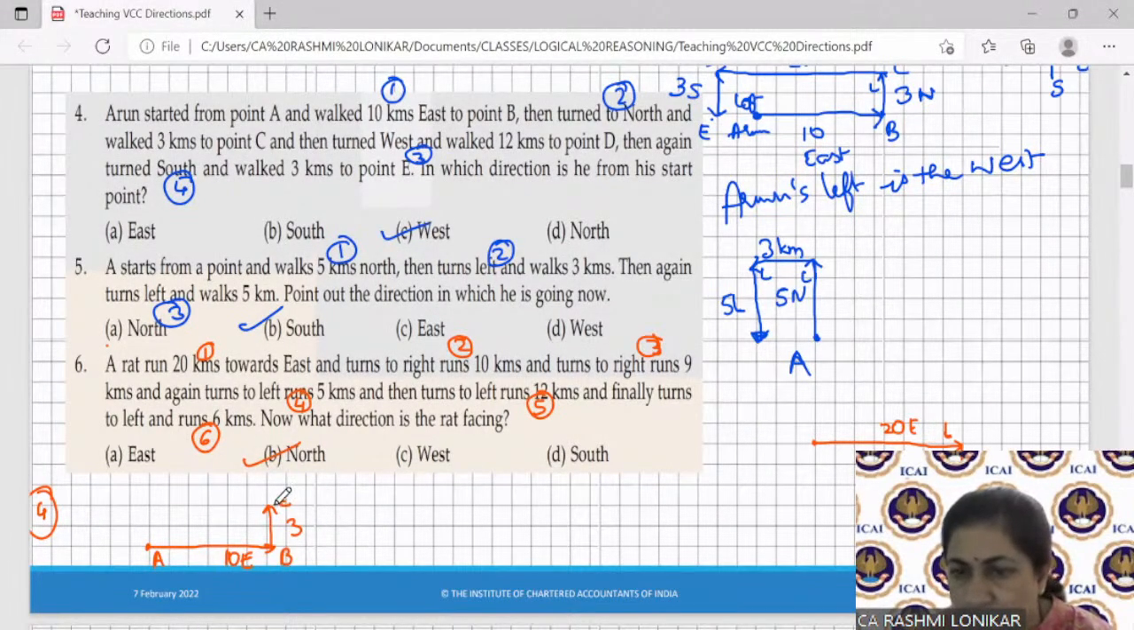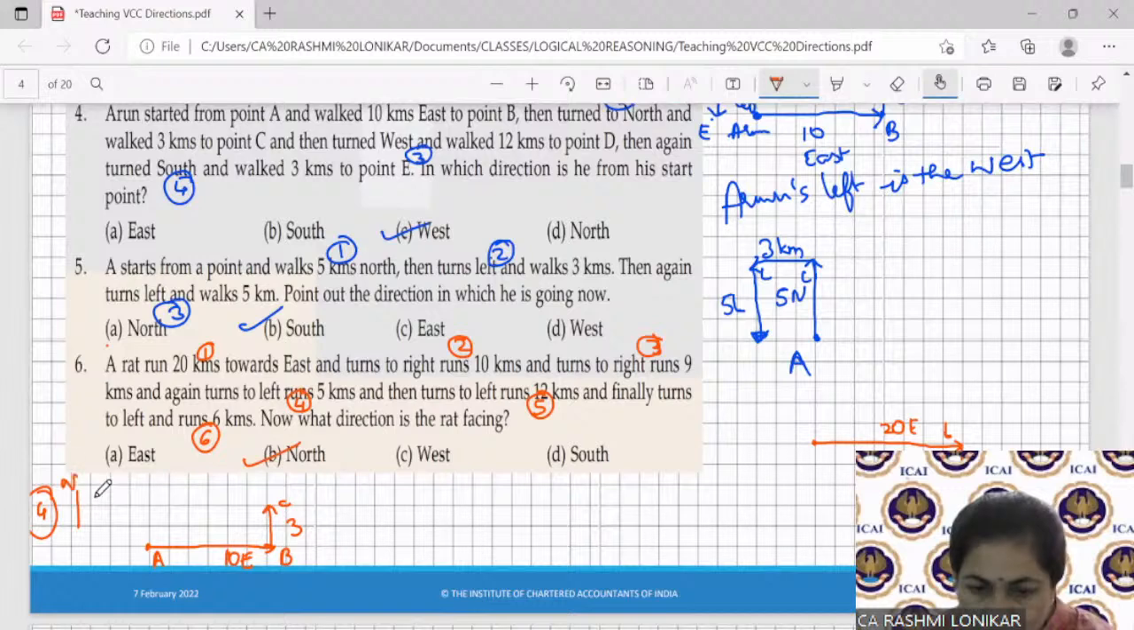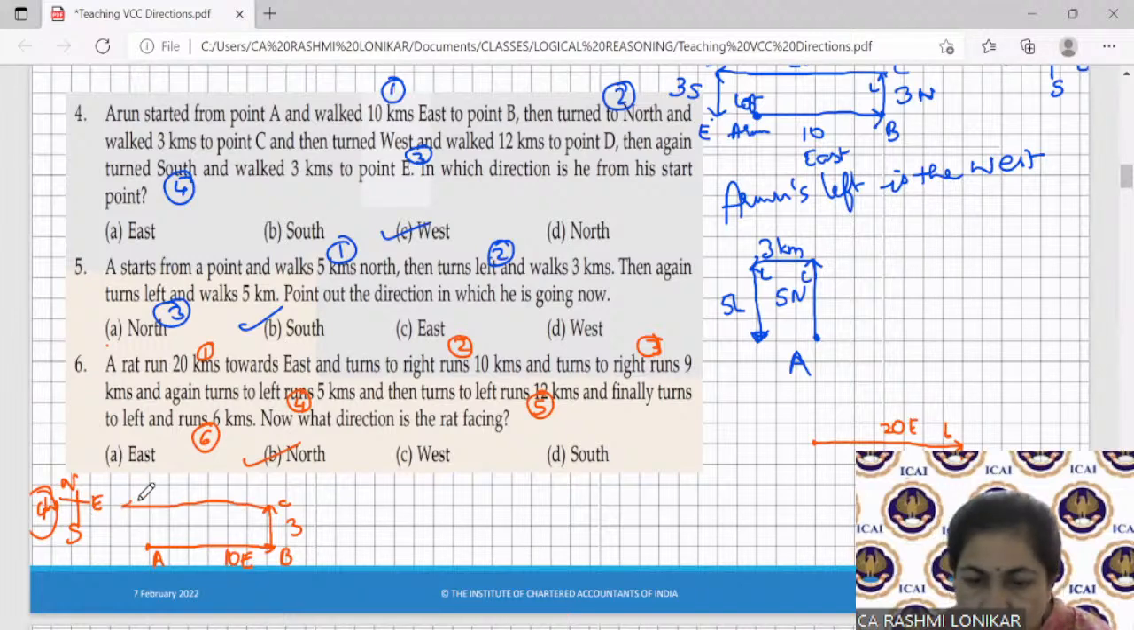Okay, so he's reached C and then turns west. So west is where? This side. So this is my north, this is my east, this is my west, and this is my south. Then walks west 12 kilometers. This is 10 kilometers. He's moving ahead from there. So he moves west. How much? 12 kilometers to the west and to the point D. This point is D and then again turns south. So which is south? This direction. So he moves south. How much does he walk? He walks 3 kilometers. This is also 3.